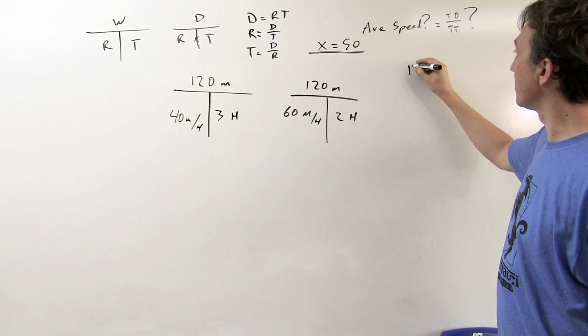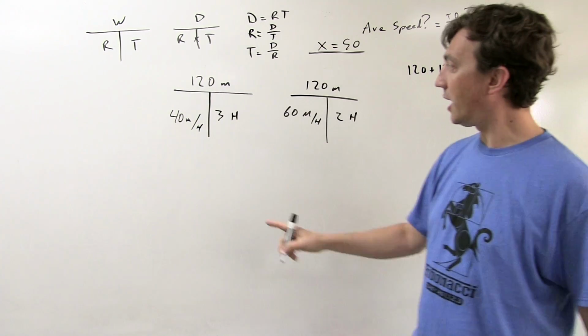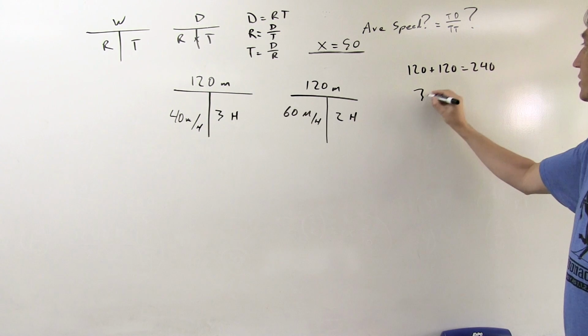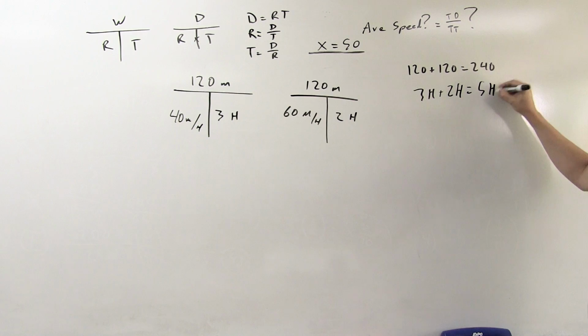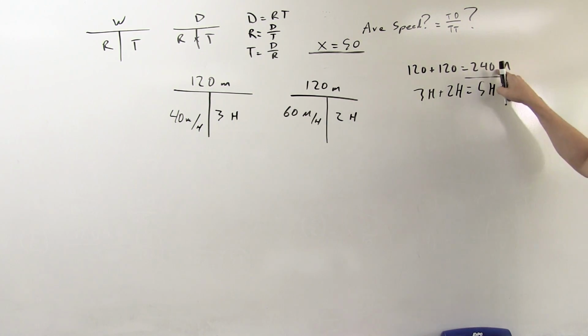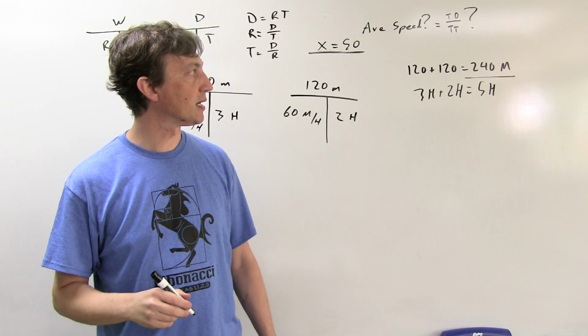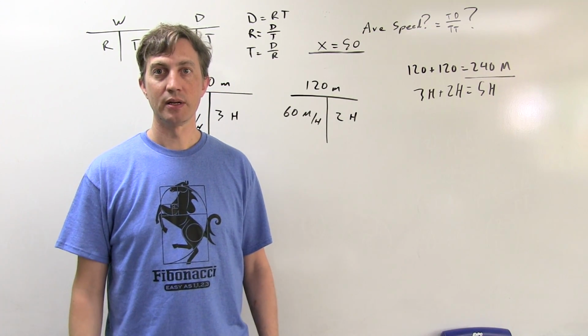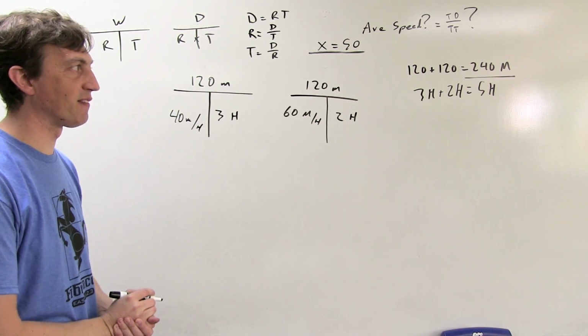Total distance is going to be 120 plus 120 equals 240. And total time is going to be 3 hours plus 2 hours, which equals 5 hours. So now we know 240 miles divided by 5 hours is going to get us our average speed. Problem is, some of you might not be thrilled about dividing 240 by 5.